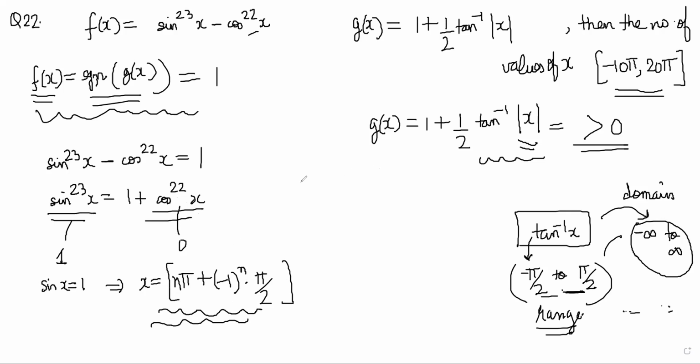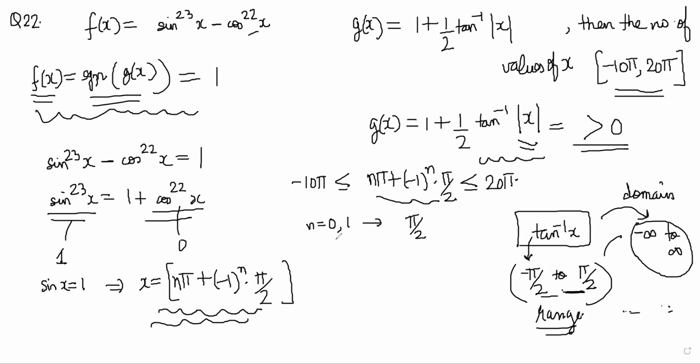So you have to get solutions such that minus 10 pi is less than or equal to n pi plus minus 1 to the power n pi by 2, less than or equal to 20 pi. You have to count the total number of such solutions. Let's take some values: 0 and 1 both give pi by 2.